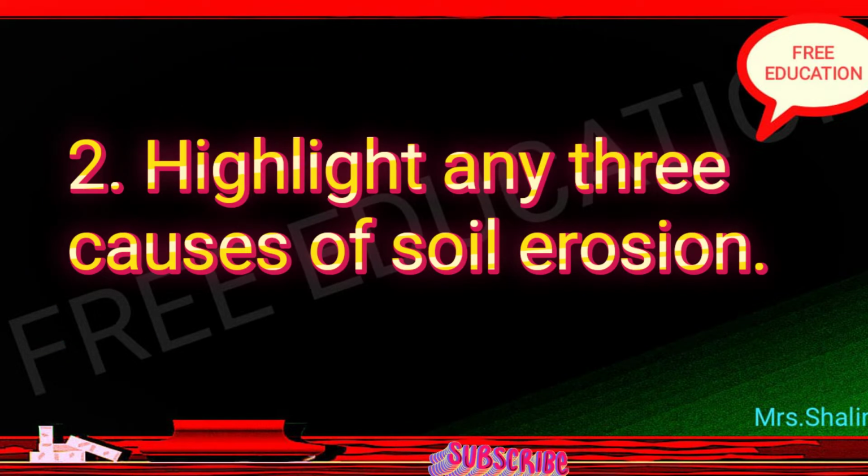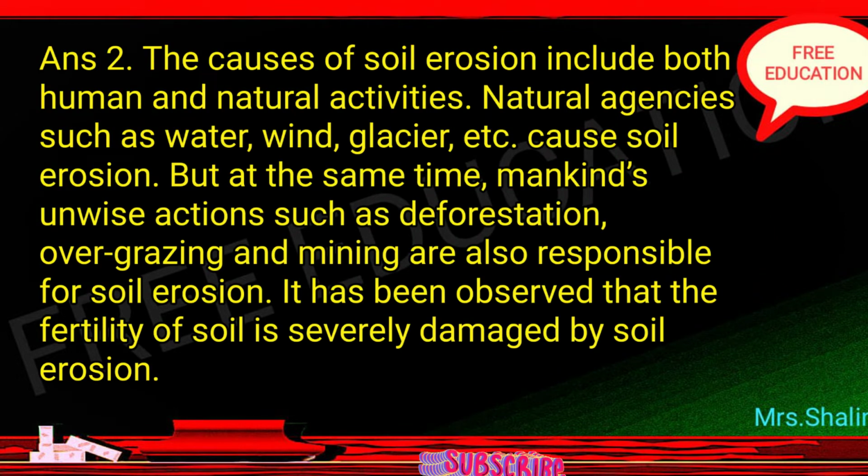2. Highlight any 3 causes of soil erosion. Answer 2. The causes of soil erosion include both human and natural activities. Natural agencies such as water, wind, glacier, etc., cause soil erosion. But at the same time, mankind's unwise actions such as deforestation, overgrazing and mining are also responsible for soil erosion. It has been observed that the fertility of soil is severely damaged by soil erosion.